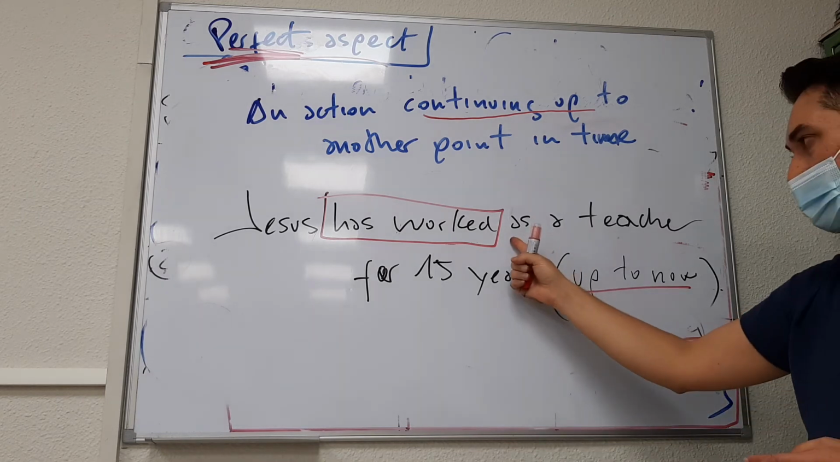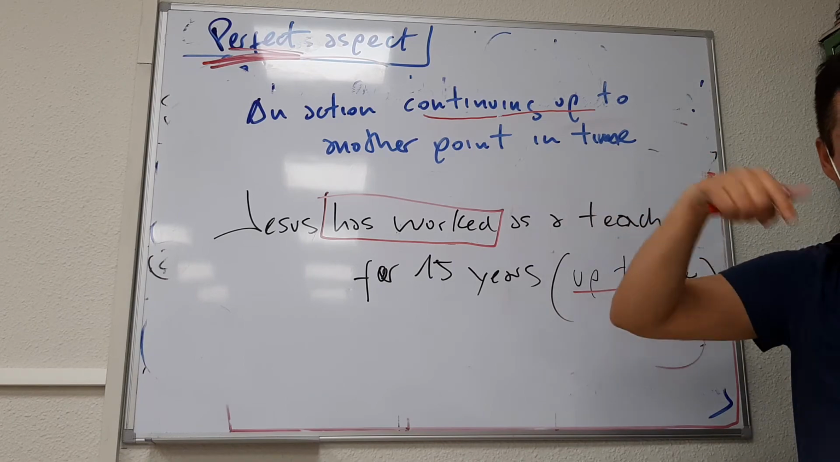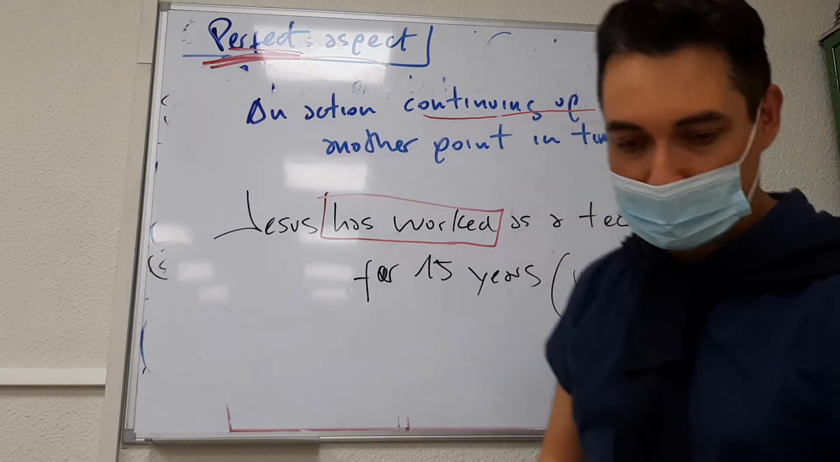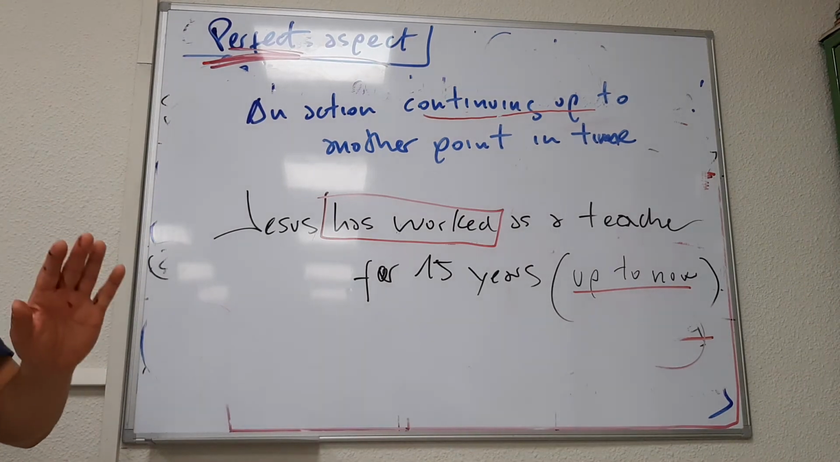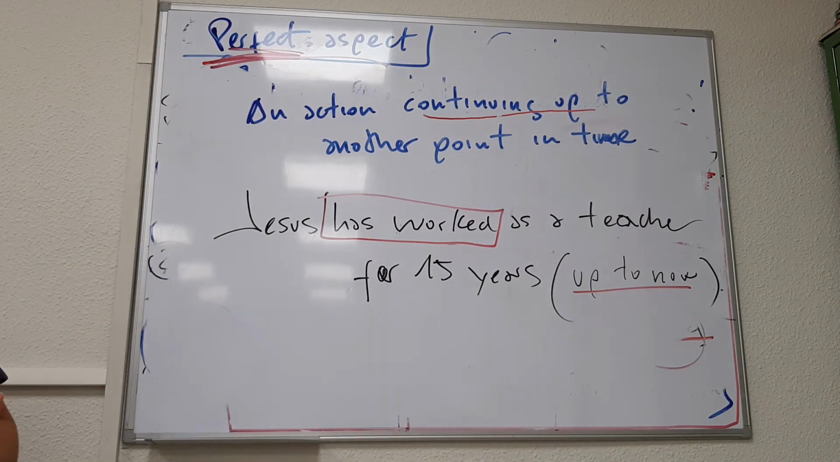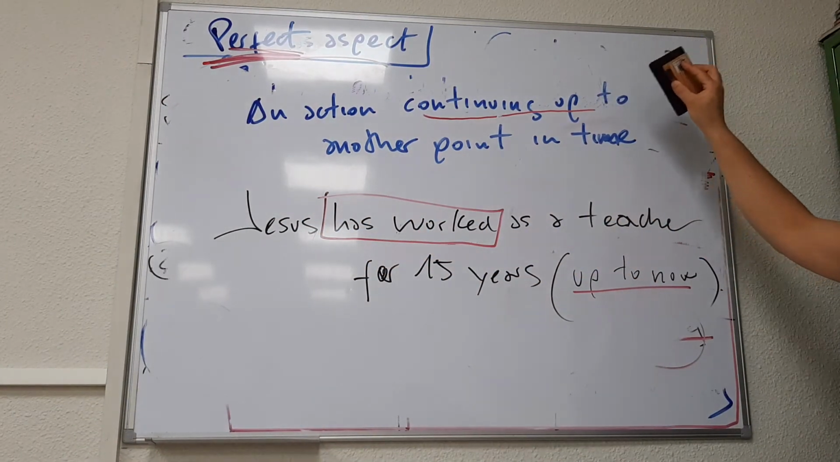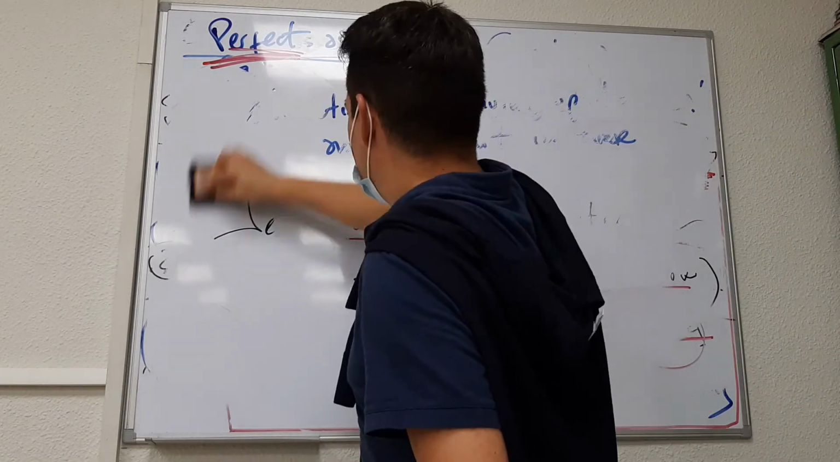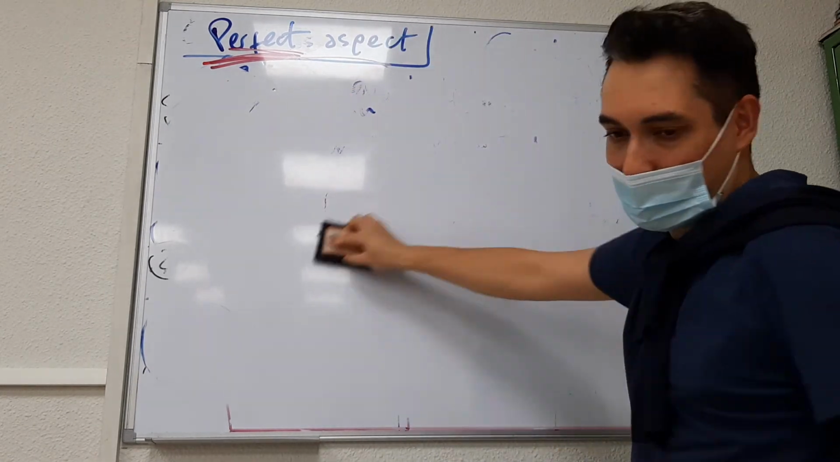So I have worked as a teacher up to now, and I'm still doing it right now. It's continuing up to this moment. That is another use of the perfect aspect. And this is the end of the perfect aspect. Just one more section to explain. Now the combination. The combination of perfect and continuous aspects.